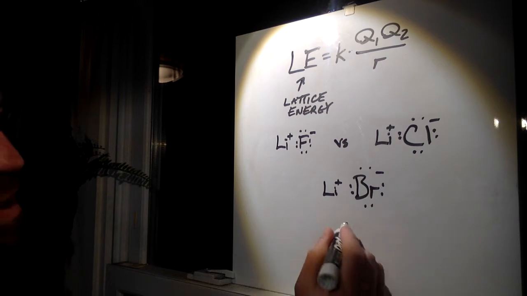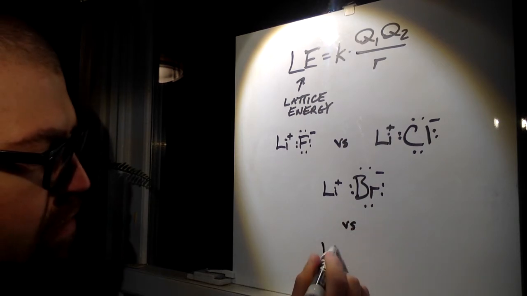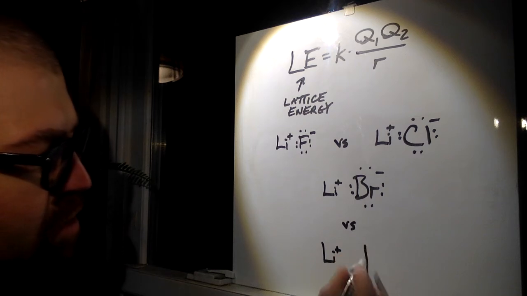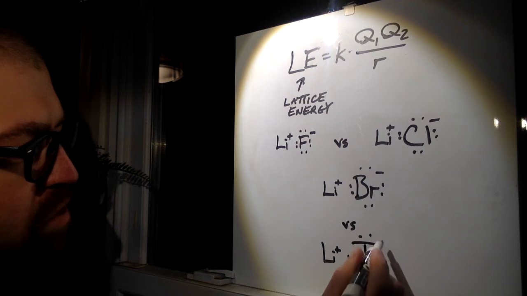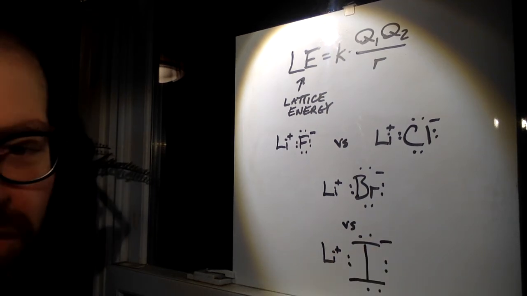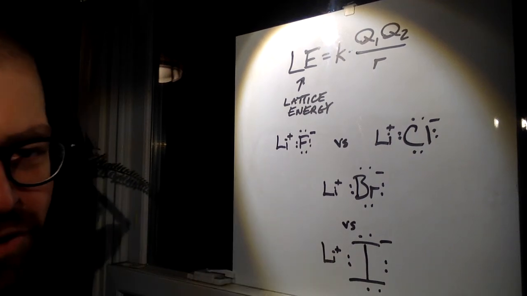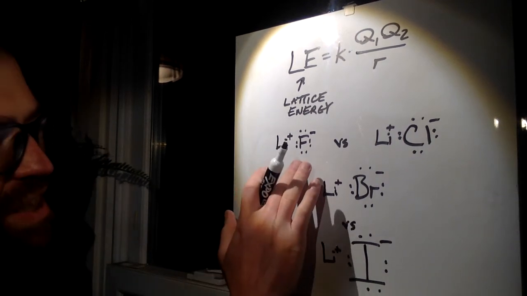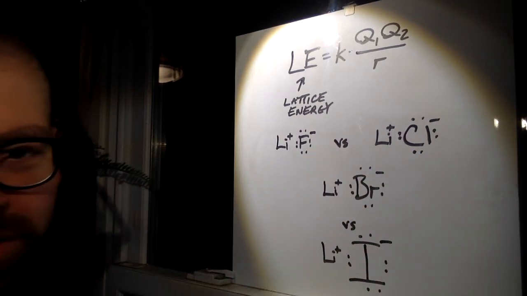Right? And we could even compare to lithium, trying to draw lithium the same size, but now iodide. This one's super large, okay? So this will have the weakest attraction, and lithium fluoride will have the strongest attraction, just by virtue of the size difference, and that creating a distance between the charges.